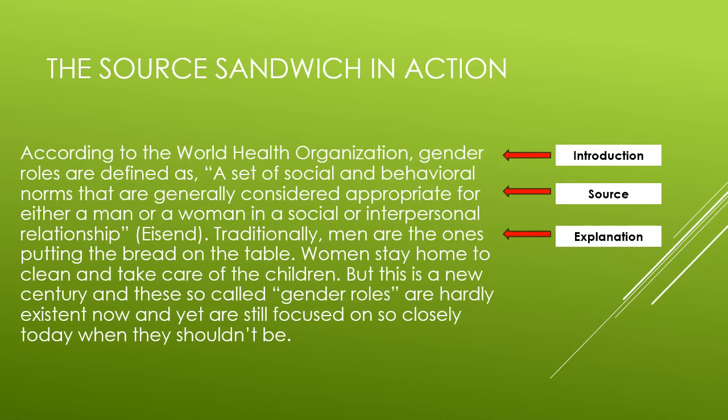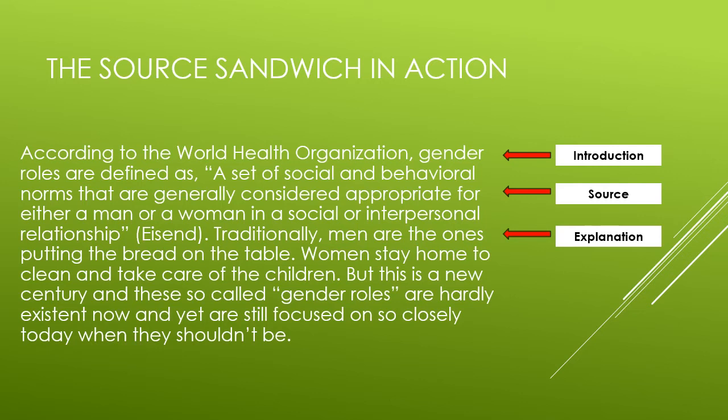So within this example, the introduction includes where the source came from. The World Health Organization is a well-known and credible source, but for other sources, it might be necessary to identify what the organization is and why it's credible. That way, your audience knows they can trust your information. So the introduction starts with, according to the World Health Organization, gender roles are defined as, and then it goes into the source. A signal marker was used, which leads the reader into the source, in this case, a quote.